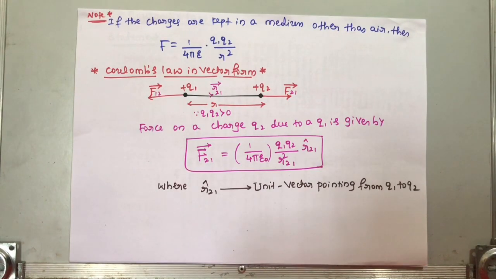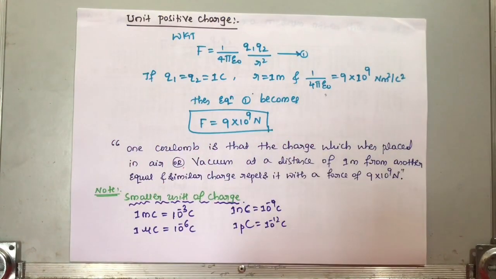What is the importance of this vector form? It means that the two charges exert equal and opposite forces on each other. So Coulombian forces obey Newton's third law of motion. And as the Coulombian forces F21 or F12 act along the line joining the centers of the two charges, they are central forces.